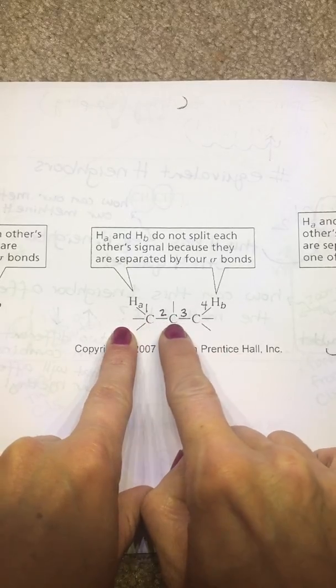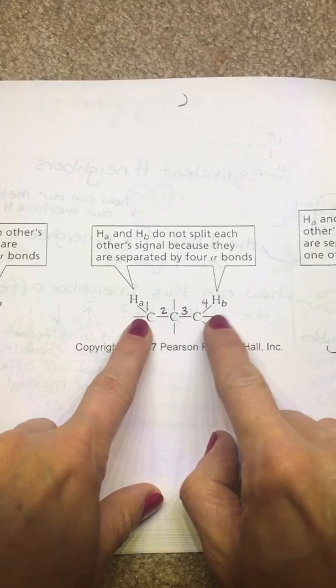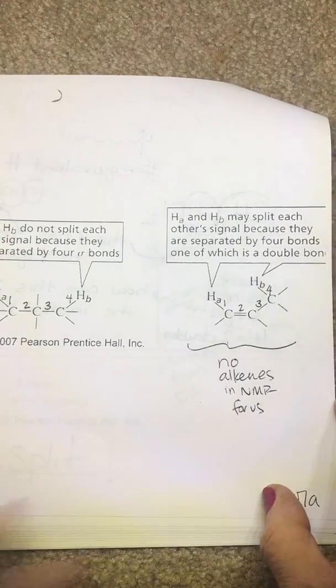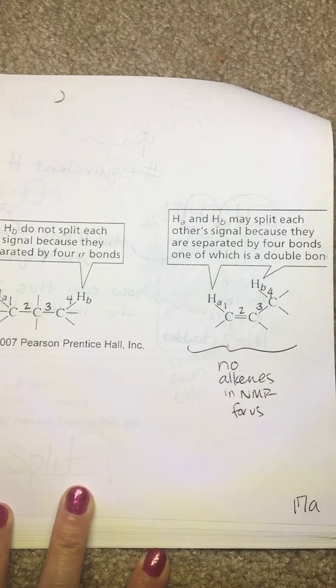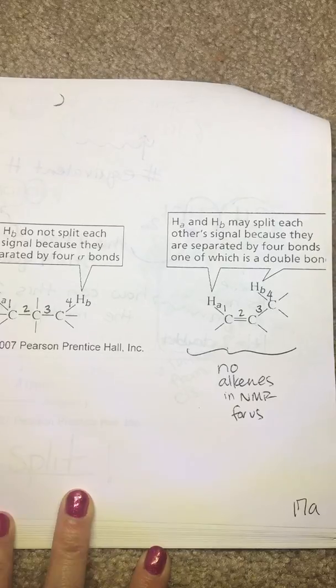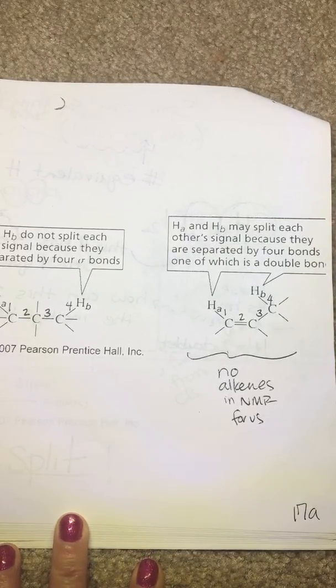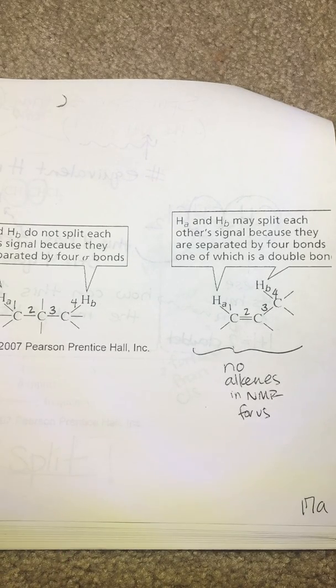So this carbon right here is adjacent to this one. And this carbon is adjacent to this one, but these two outer carbons are not neighbors to each other. Okay? And then again, we're not doing any alkenes or alkynes in our NMR analysis. The only double bonds you will see are carbonyl C double bond O's from our different functional groups like aldehydes, ketones, and esters.